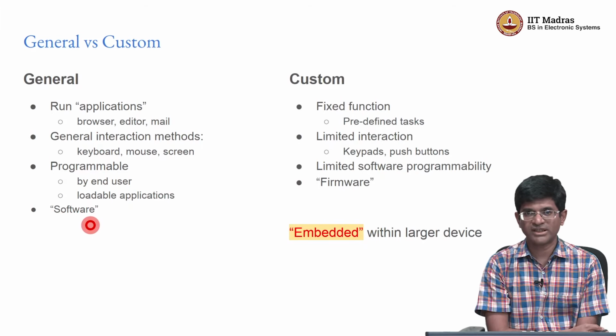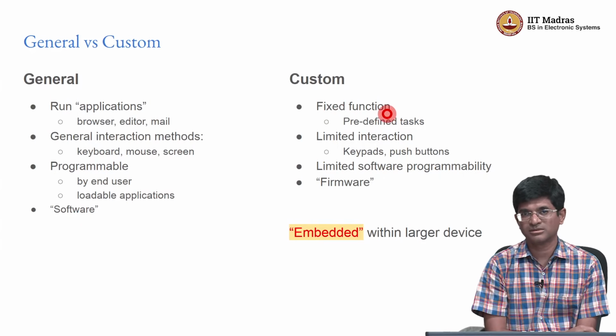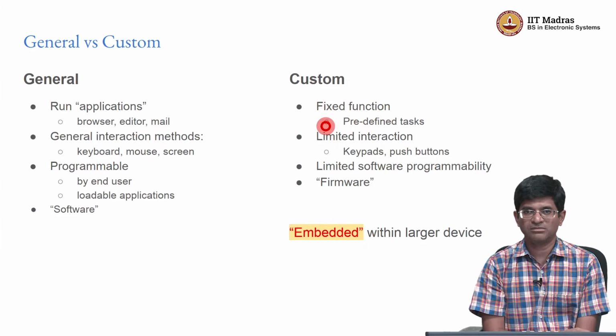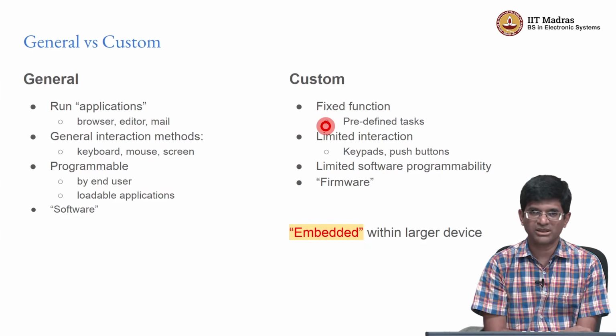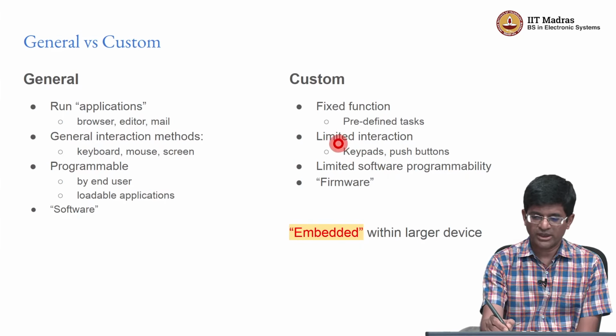Now, contrast this with a custom system where what we have is a fixed functionality. The example, once again, the microwave oven or washing machine, a household appliance, is a good example of that, right? It has a set of predefined tasks. At most you might have a few different cooking levels that you want to change between, right? And that's pretty much all that you are allowed to do. You can't, for example, check your email on a microwave oven. Maybe at some point you might be able to, but not right now, thankfully. There's a limited amount of interaction that you can do with this, right?